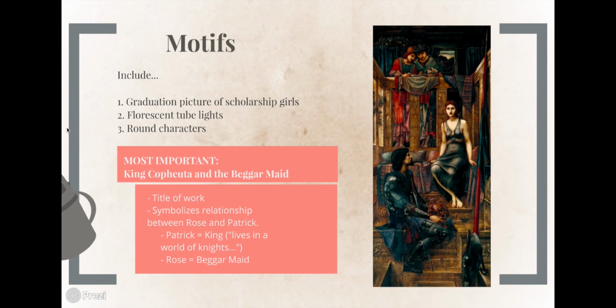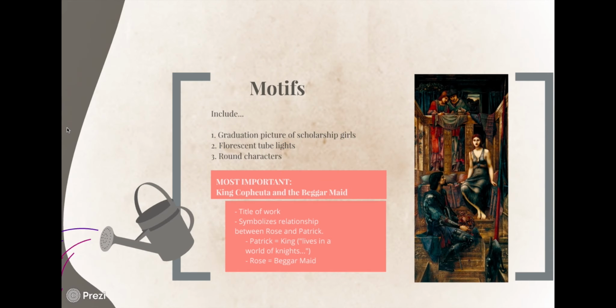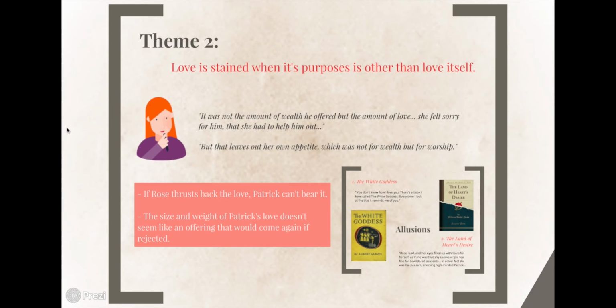And this motif characterizes the main characters, but also serves as a central conflict, which leads to the second theme I want to explore today, which is love is stained when its purpose is other than love itself. As the story progresses, Rose starts having doubts about the relationship and goes through a mental checklist of all the good things in the relationship. Her thoughts could be summarized in these two quotes.